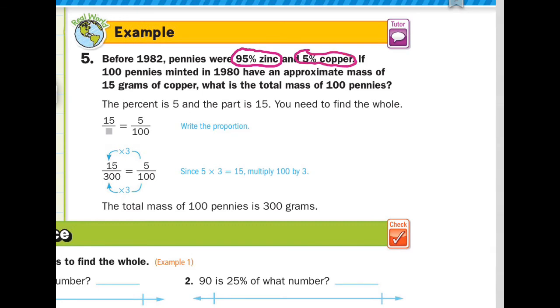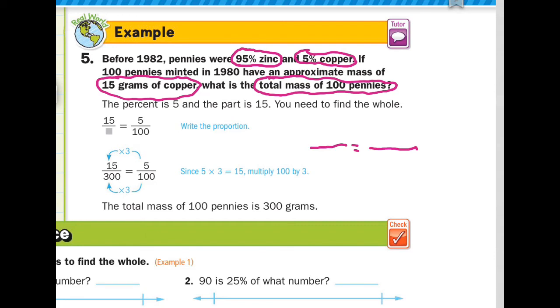If 100 pennies minted in 1980 have an approximate mass of 15 grams of copper, what is the total mass of 100 pennies? All right. So here's what's tricky about this one. We know it's percent over 100, right? But they give us 2 percents. They give us 95%, and that's the zinc. They give us 5%, and that's the copper. So the question is, which one do we use?